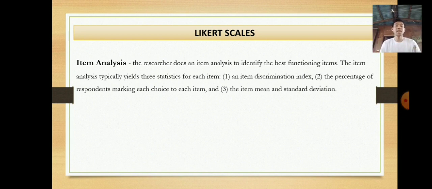So alam naman na natin yung item analysis sa pagkakaintindi, pero define pa rin natin. So the researcher does an item analysis to identify the best functioning items. So this item analysis typically yields 3 statistics for each item, which is yung item discrimination, the percentage of respondents marking each choice to each item, and item mean and standard deviation. So item analysis, alam naman na natin to kung saan yung every item inaaral natin kung nagfa-function ba siya sa ating interest.